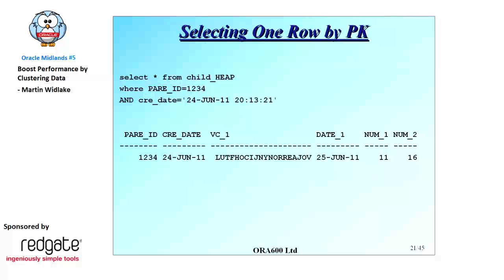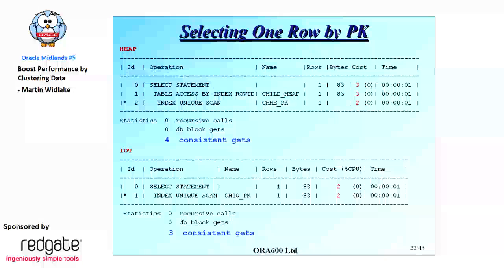Then you just select your data from your heap. This is actually from the heap table I'm selecting from. It's the same statement for the IOT, except it says child IOT. And this is what you get. Unique index scan, go to the block on your row ID, 4 consistent gets. With an IOT, you just go to your index, 3 consistent gets. Just to remind you, the cost is 2, consistent gets is 3.